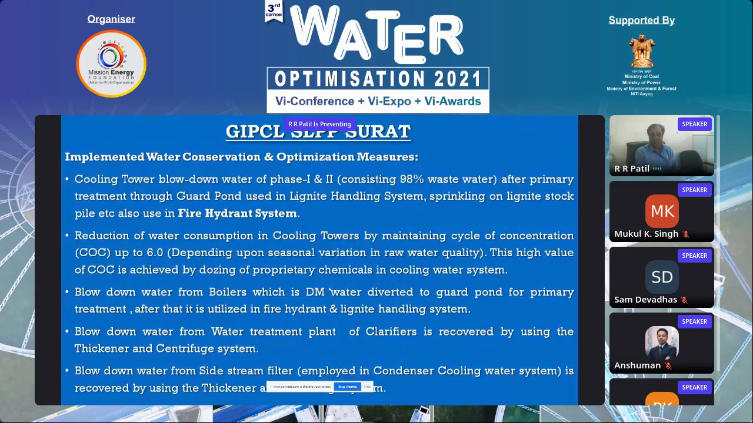Blowdown water from the boilers is also diverted into the guard pond and given primary treatment. After that, it is utilized in the fire hydrant system and lignite handling system. Blowdown water from the clarifier and side stream filtration is treated through a thickener and centrifuge, and after that it is utilized in the cooling water system as makeup.